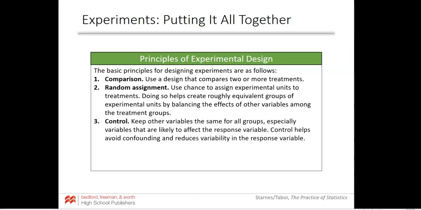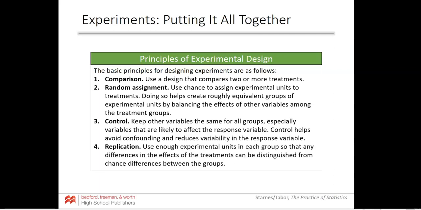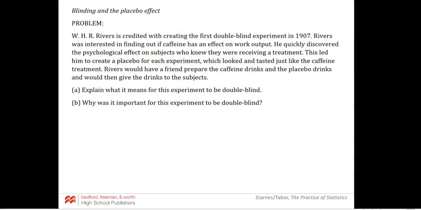Control. We're going to control some other variables. We'll see what that looks like in a second. We'll do a good example in a few minutes. But it avoids some of those confounding variables and reduces some of the variability in the whole trial. Replication is using enough people or enough experimental units in the experiment that you're doing so that we can distinguish between chance and just what happens.